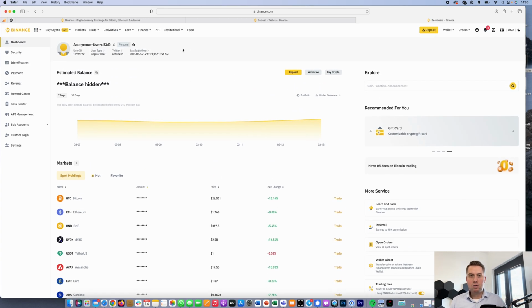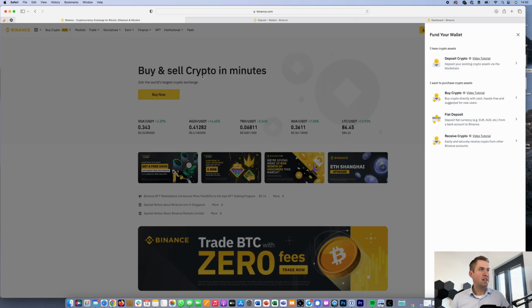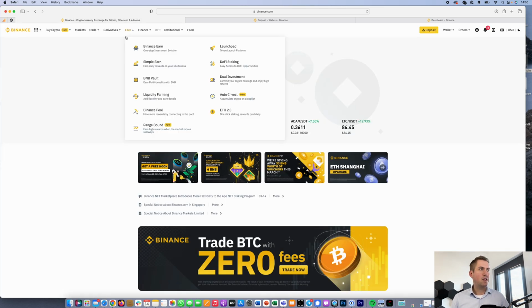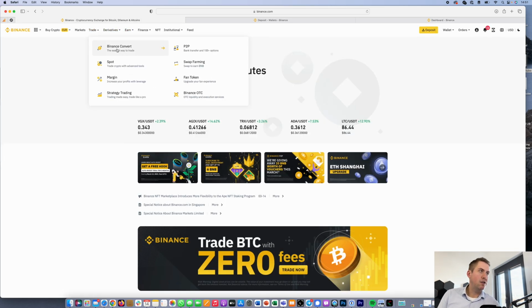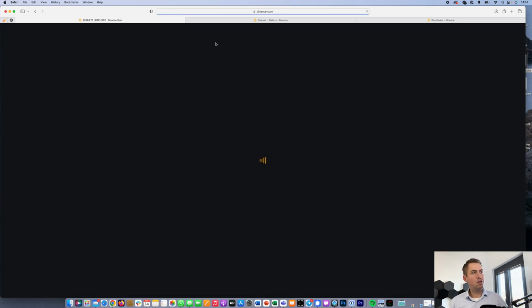And you can compare that to Coinbase, where you're paying 1.49%, or if you use advanced trading, you pay 0.5%. So it's still way higher than the amount you're paying on Binance. So, as I said, you can use Binance Convert, or you can use spot trading.